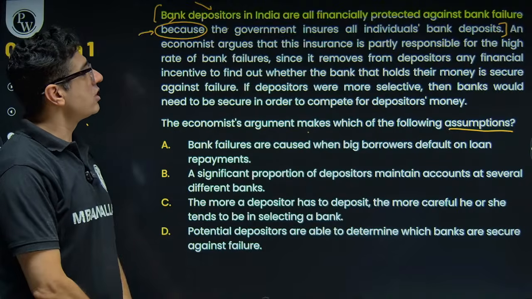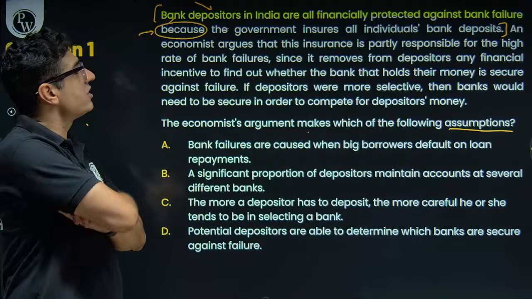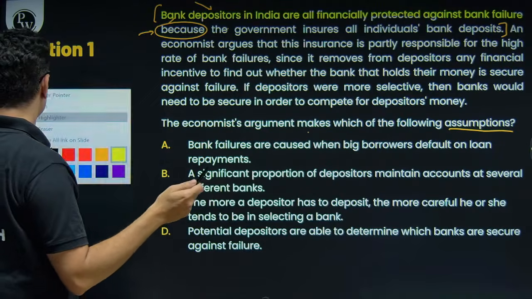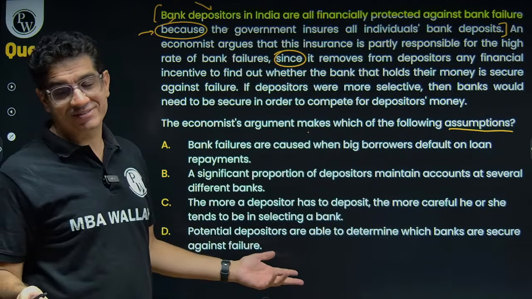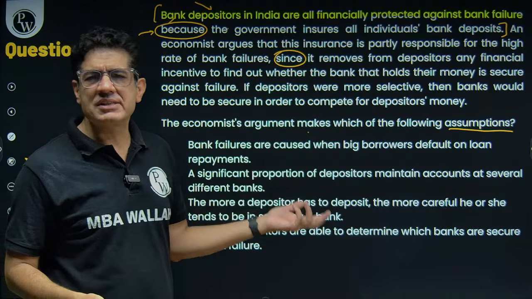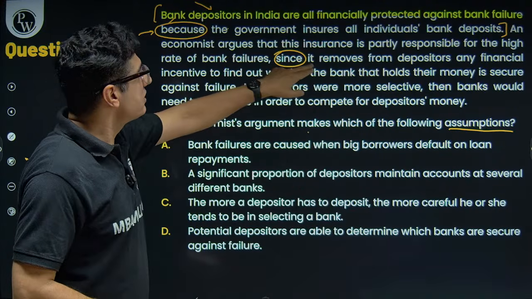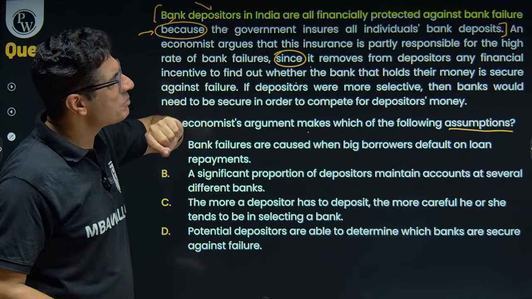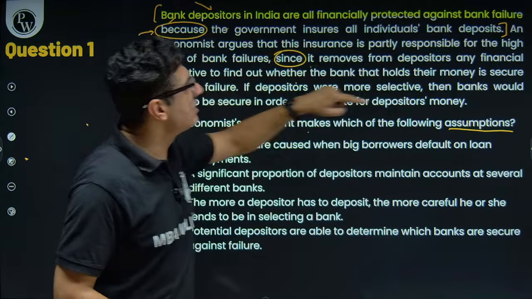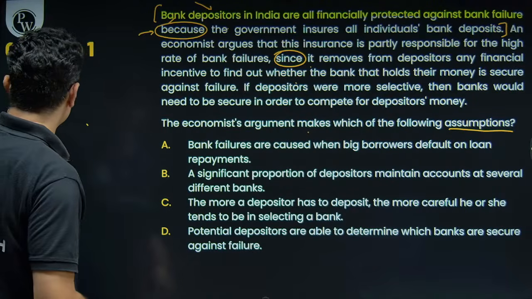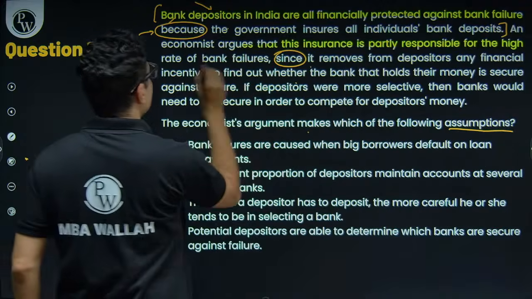An economist argues that this insurance is partly responsible for the high rate of bank failures since, now once again you notice "since" is another premise indicator. Whatever we write after "since" is what? A reason. So if this is a premise, which statement does it support? It supports this: this insurance is partly responsible for the high rate of bank failures. So that's also a conclusion.